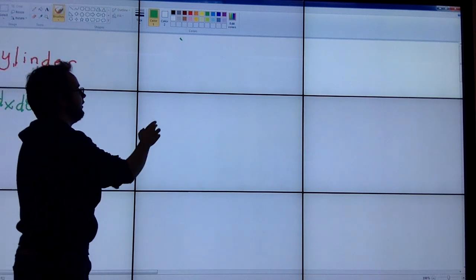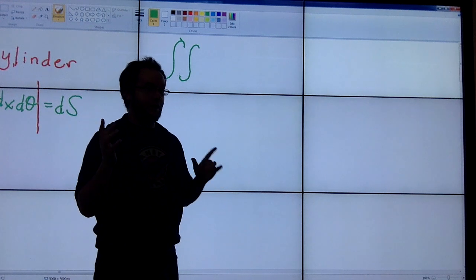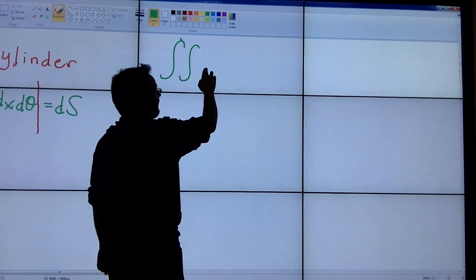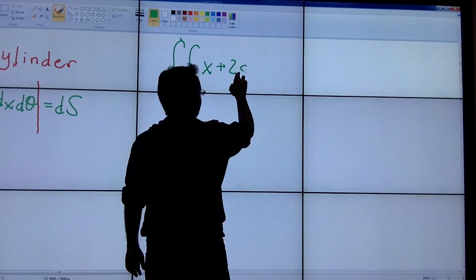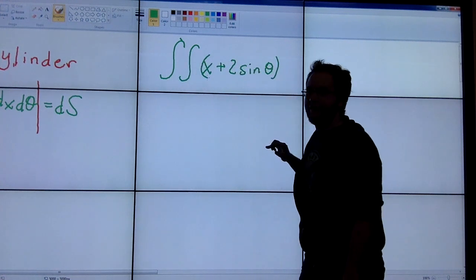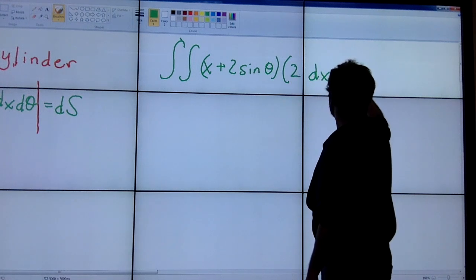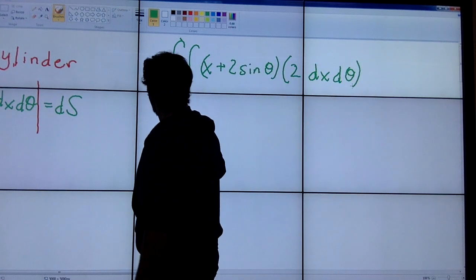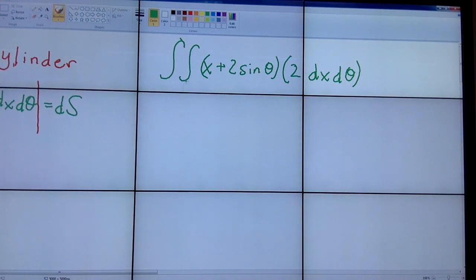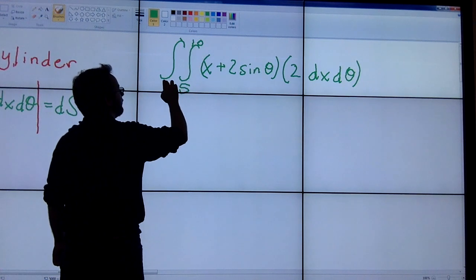Okay, let's set up our integral. What is the integral? x plus z, right? What is x replaced by in this parameterization? x. What does z get replaced by? 2 sine theta. And our conversion from dS to dx d theta is 2, so 2 dx d theta. What are our bounds on x? Oh, okay, yeah, it's 5 to 10, not 0 to 10. And the bounds on theta are 0 to 2 pi.